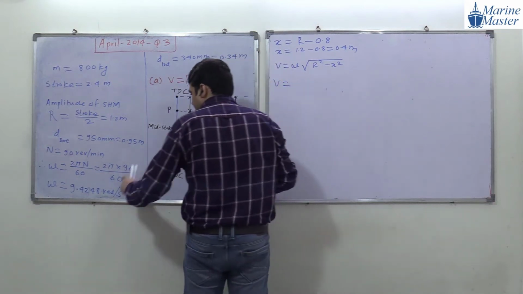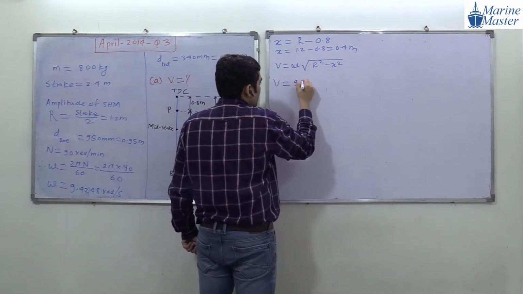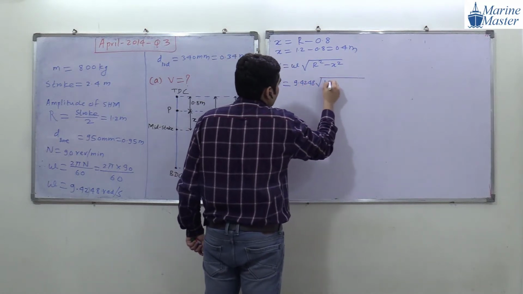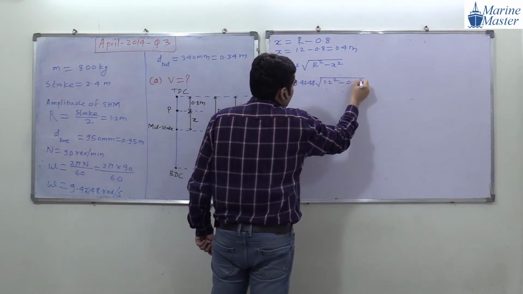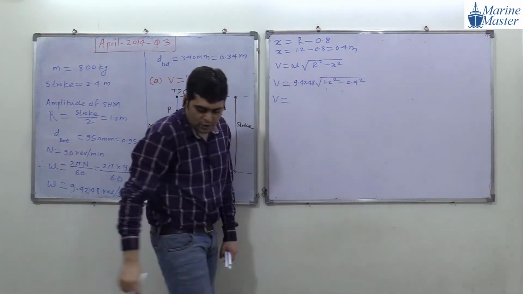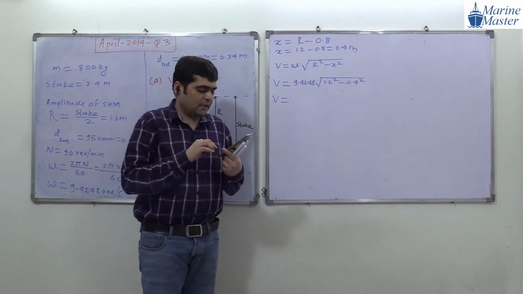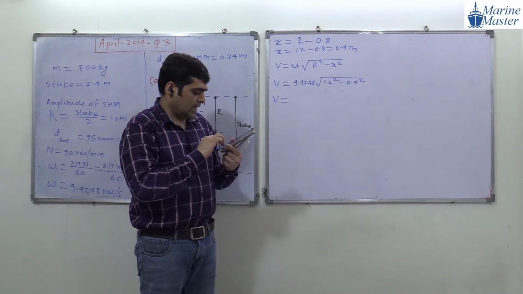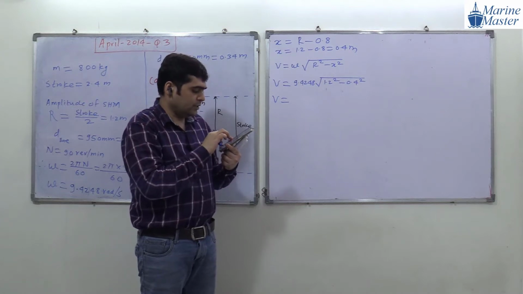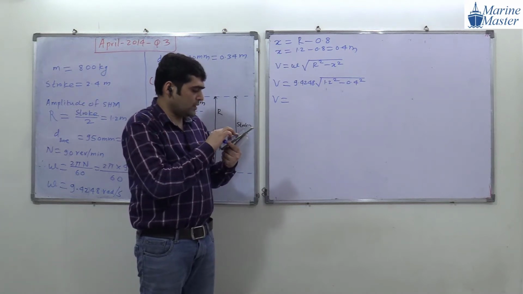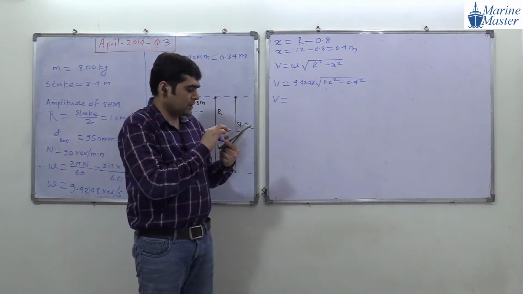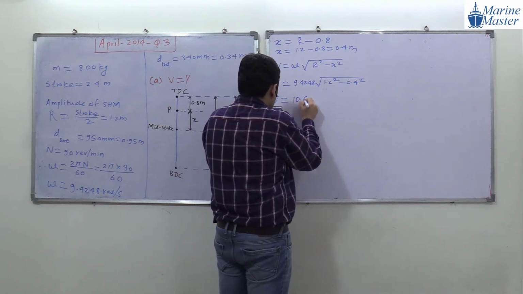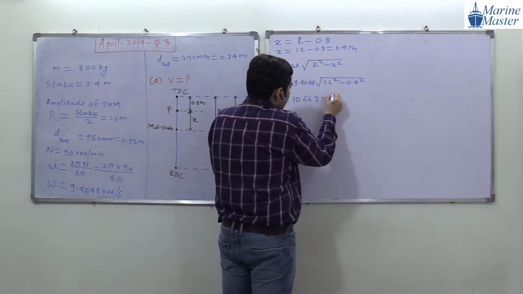How much omega we calculated? 9.4248. Check it, everyone. Under root of R square means 1.2 square minus 0.4 square. So what will be the value of velocity at 0.8 meter from fixed point? 9.4248 into under root of 1.2 square minus 0.4 square. How much value are we getting, everyone? 10.663 meter per second.